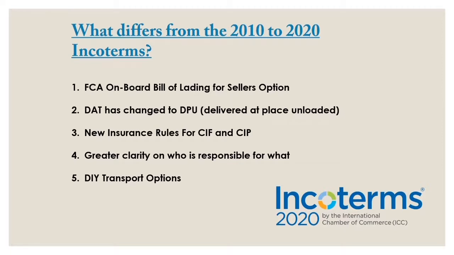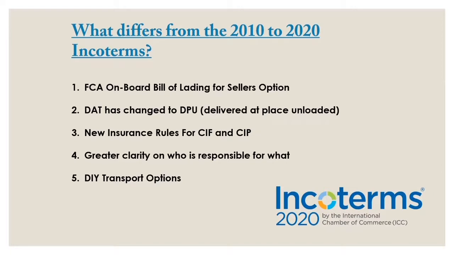Thirdly is new insurance rules for CIF and CIP. There are some changes to CIF and CIP, which are the only two Incoterms that define who is to pay for insurance. For both CIF and CIP, the insurance is to be paid by the seller. Previously, the seller was only responsible for the minimum insurance requirements. However, in the new rules, the seller has to purchase insurance for the shipments to at least 110% of the value of the goods.